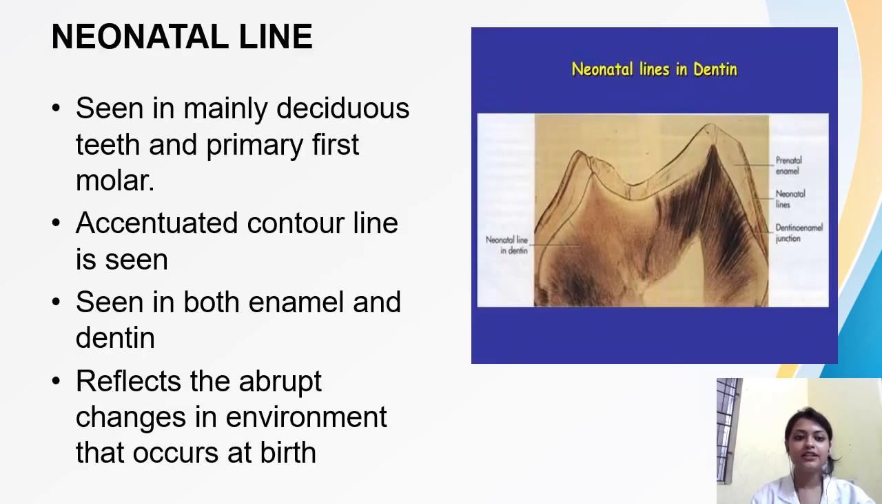Neonatal line. It is seen mainly in the deciduous teeth and the primary first molar. It is an accentuated contour line seen in both enamel and dentin, and reflects the abrupt changes in the environment that occur at birth. The moment it is giving birth, the environment totally changes from in utero to outside. That's why this neonatal line is formed, due to the sudden change in the environment.